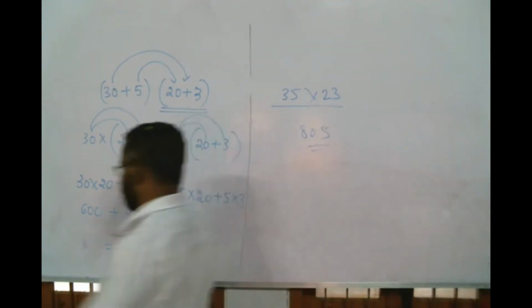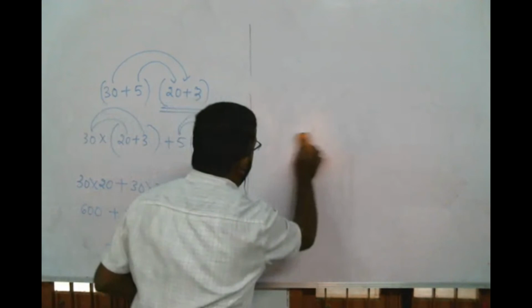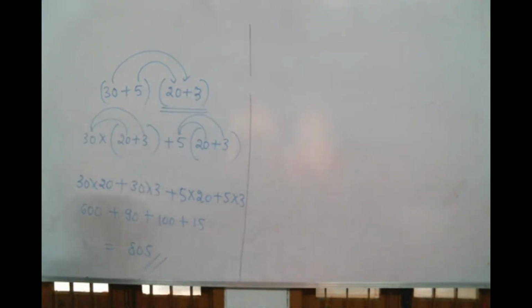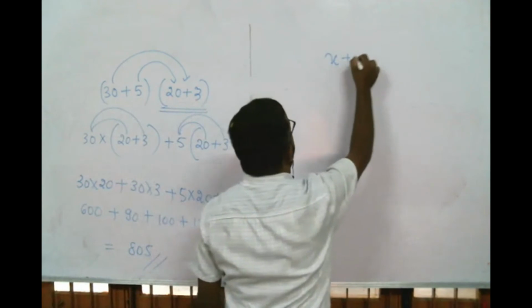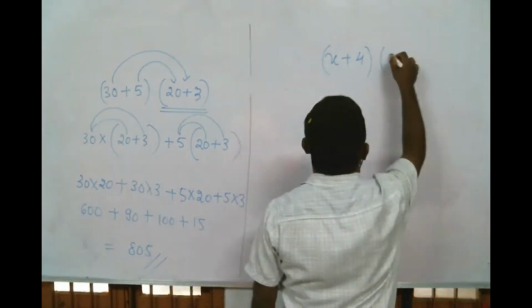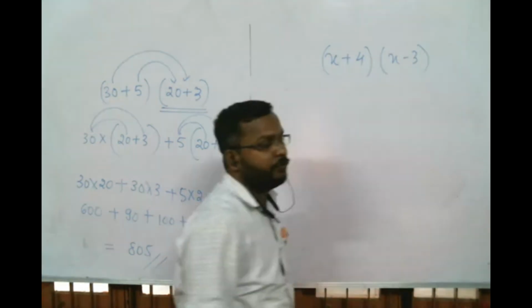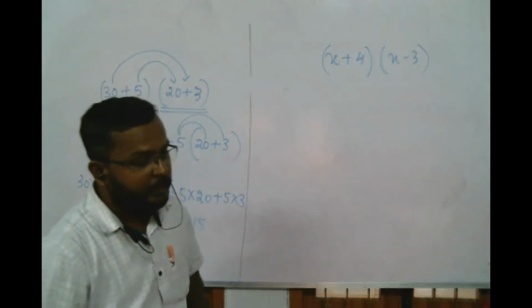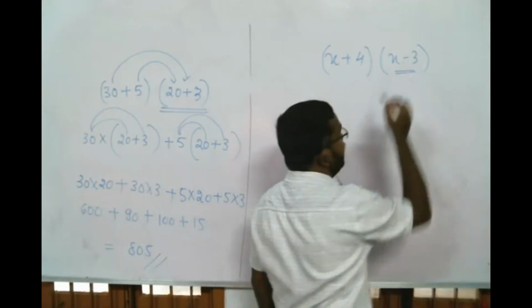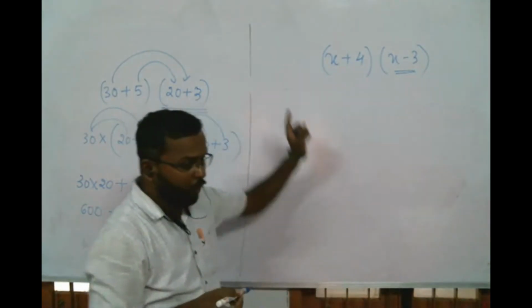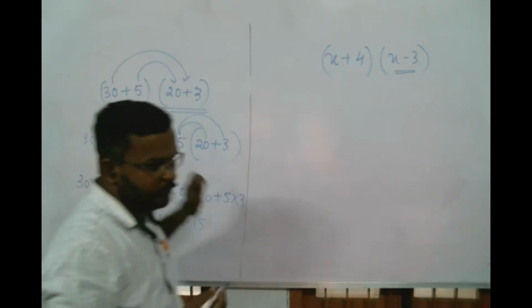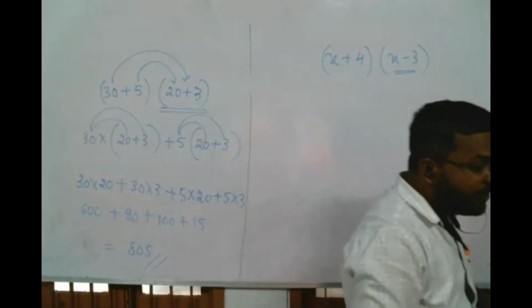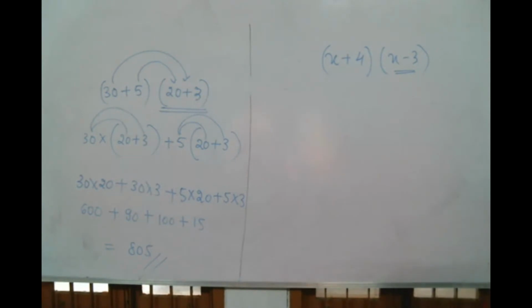So now let's take the question. I'll keep this as it is. If anybody has any doubt, you can go through these previous steps and do this question. x plus 4 multiplied with x minus 3. So now all of you take this as one term and follow the steps whatever you have done here. Okay, so try to do it first and write your answers in the comment section, and after that we'll discuss our answer.